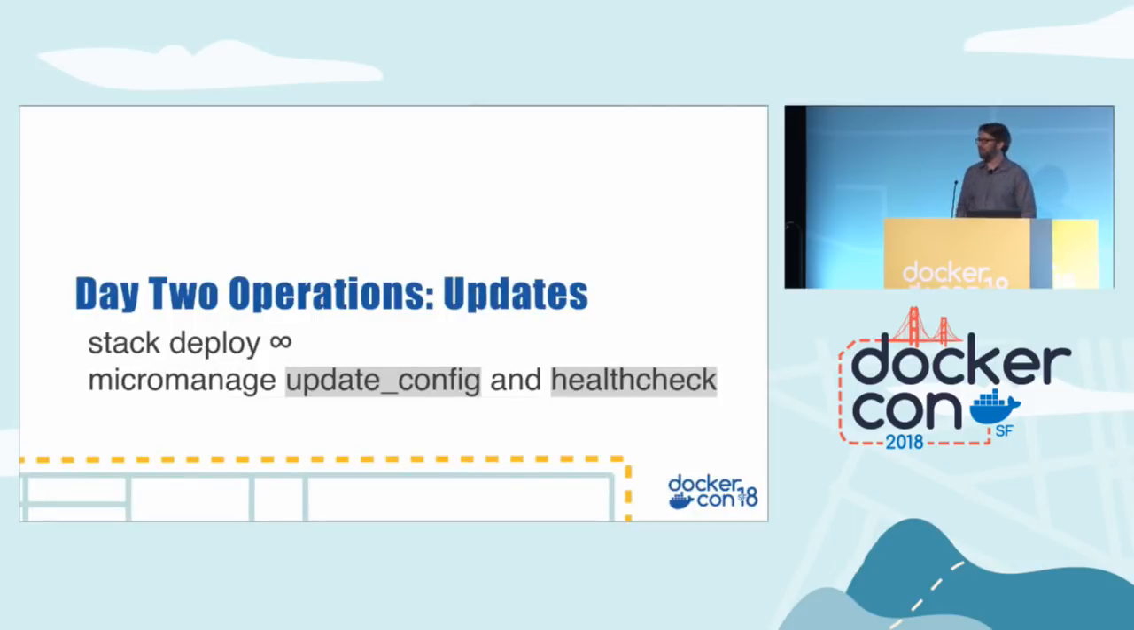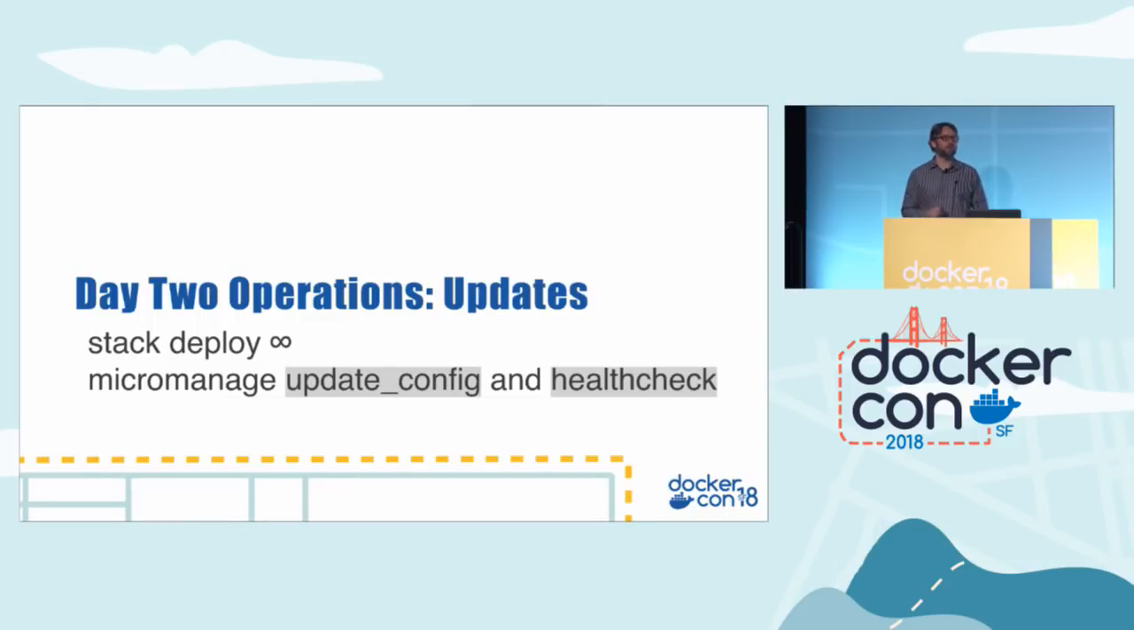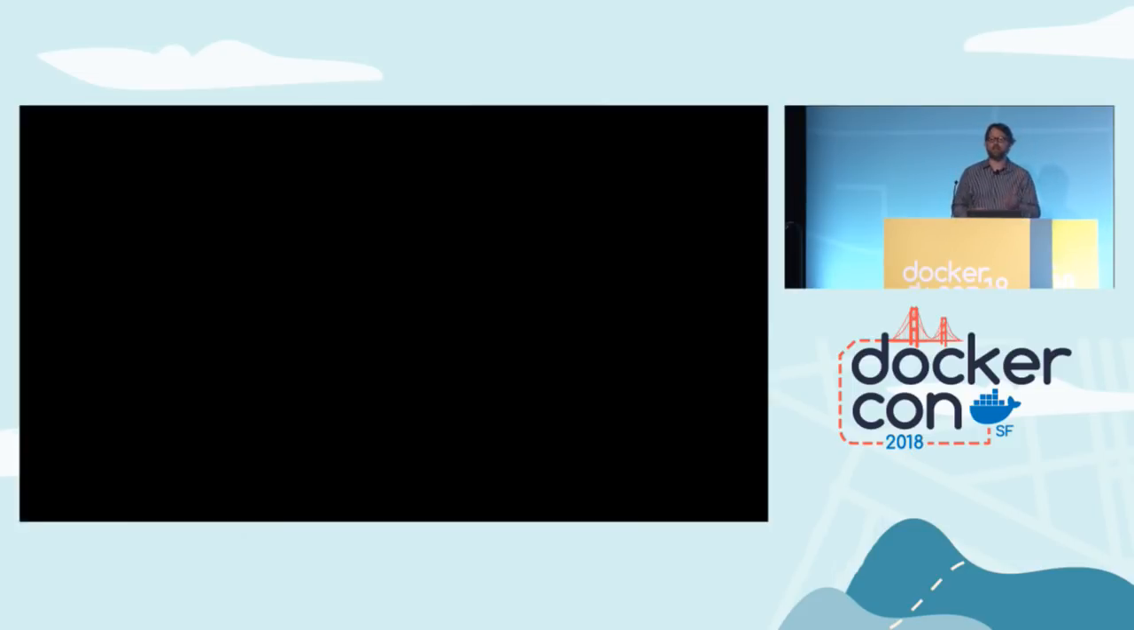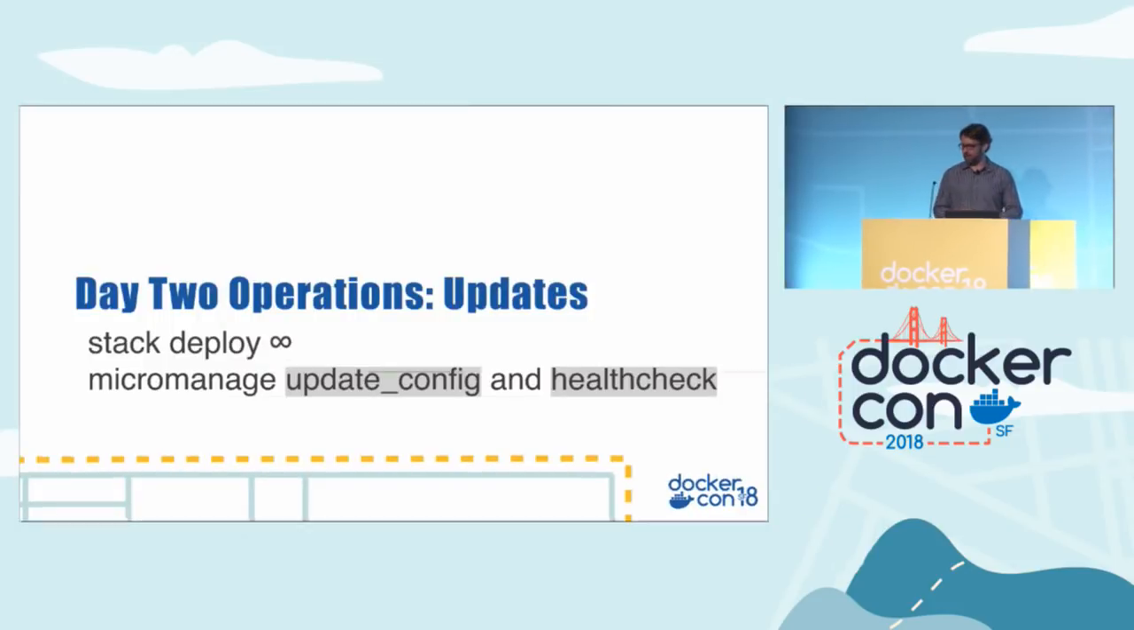Micromanage your update configs and health checks. If you're going to do any updating, which is basically everything you're ever going to do, you have to have health checks. Every single one of your compose files must have health checks on anything you expect to stay up when you do a rolling update. There's no way for an orchestrator to know if your app is ready for connections without health checks. So even simple ones are better than nothing. And that will help you have zero downtime rolling updates.